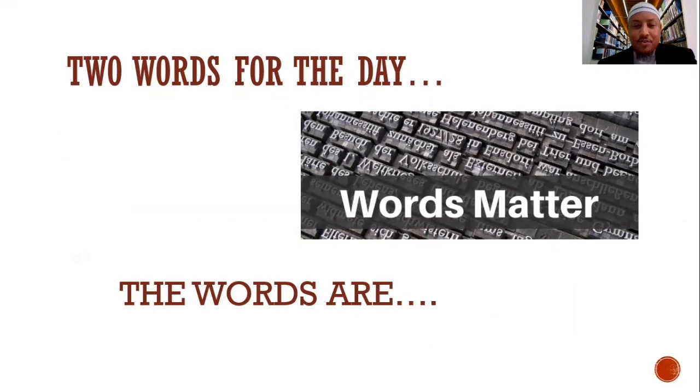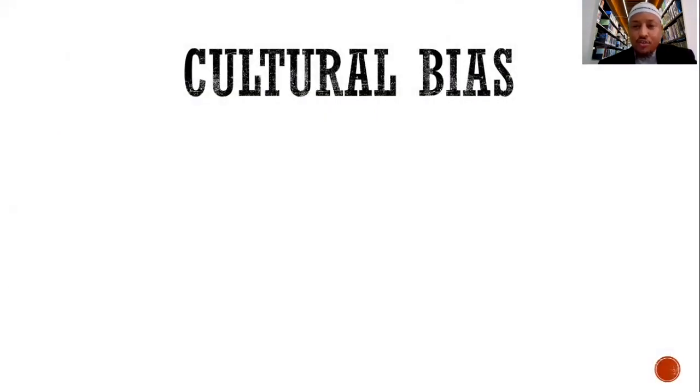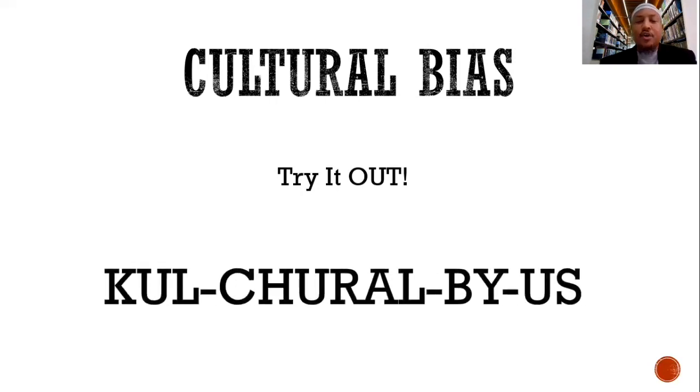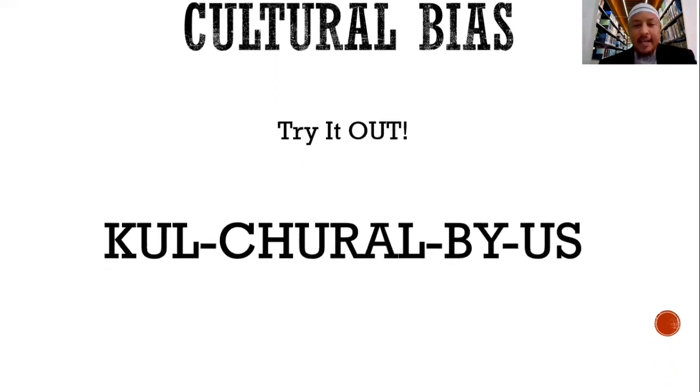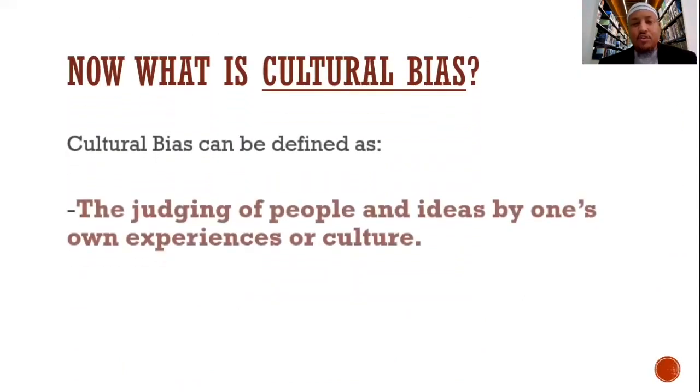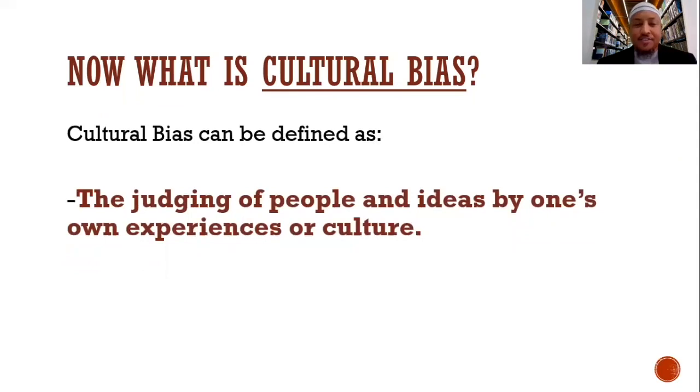And here are the 2 words. The first word is cultural bias. I want you to try it out, okay? Cultural bias. Now, what is cultural bias? Cultural bias can be defined as the judging of people and ideas by one's own experiences or culture, right? Judging people and ideas by one's own experiences or culture.